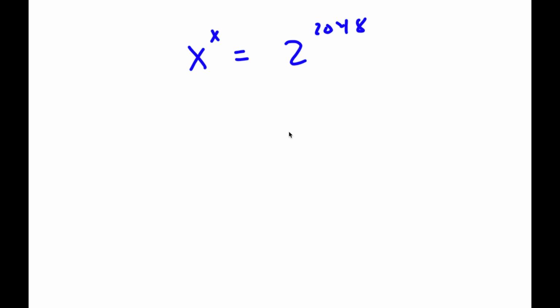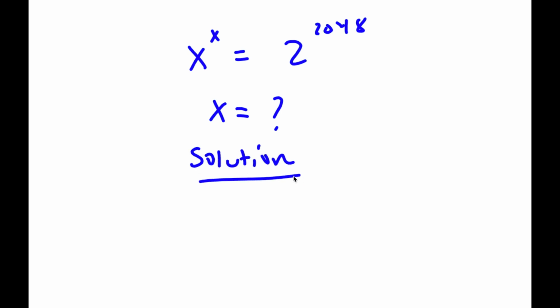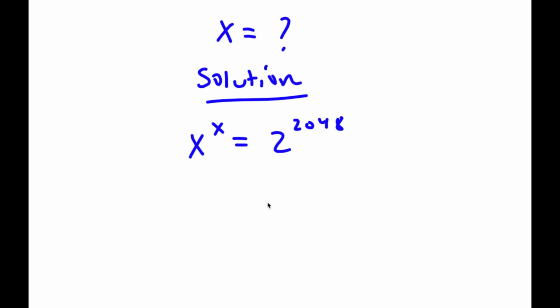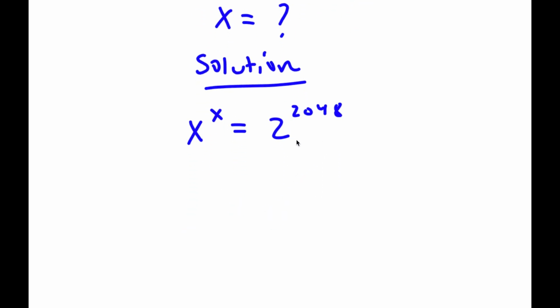Alright, so in this problem, I have x to the power of x is equal to 2 to the power of 2048. So I want to find the value of x here. So for my solution, I first start with x to the power of x is equal to 2 to the power of 2048. Now, I'm actually going to rewrite 2048 here as 2 to the power of 11.